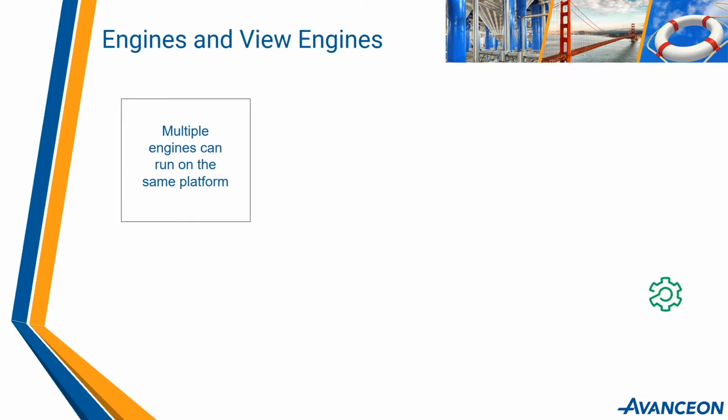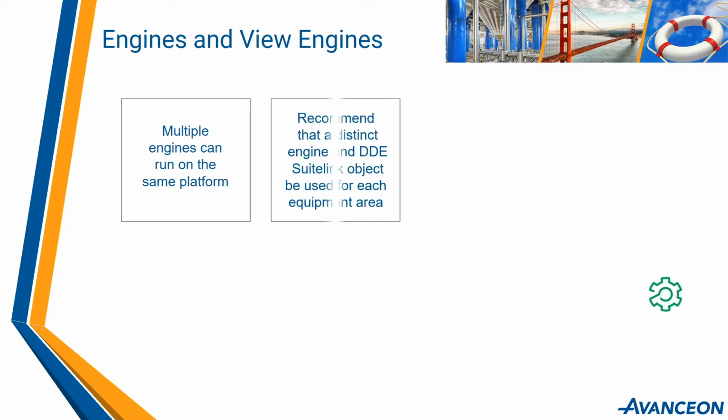Engines and ViewEngines. So multiple engines can run on the same platform. We recommend up to 4. Consider the performance specs we talked about earlier, 4 cores, 4 gigabytes of RAM. And we recommend that a single distinct engine and SuiteLink object be used for each area. Essentially, everything's going to be self-contained.